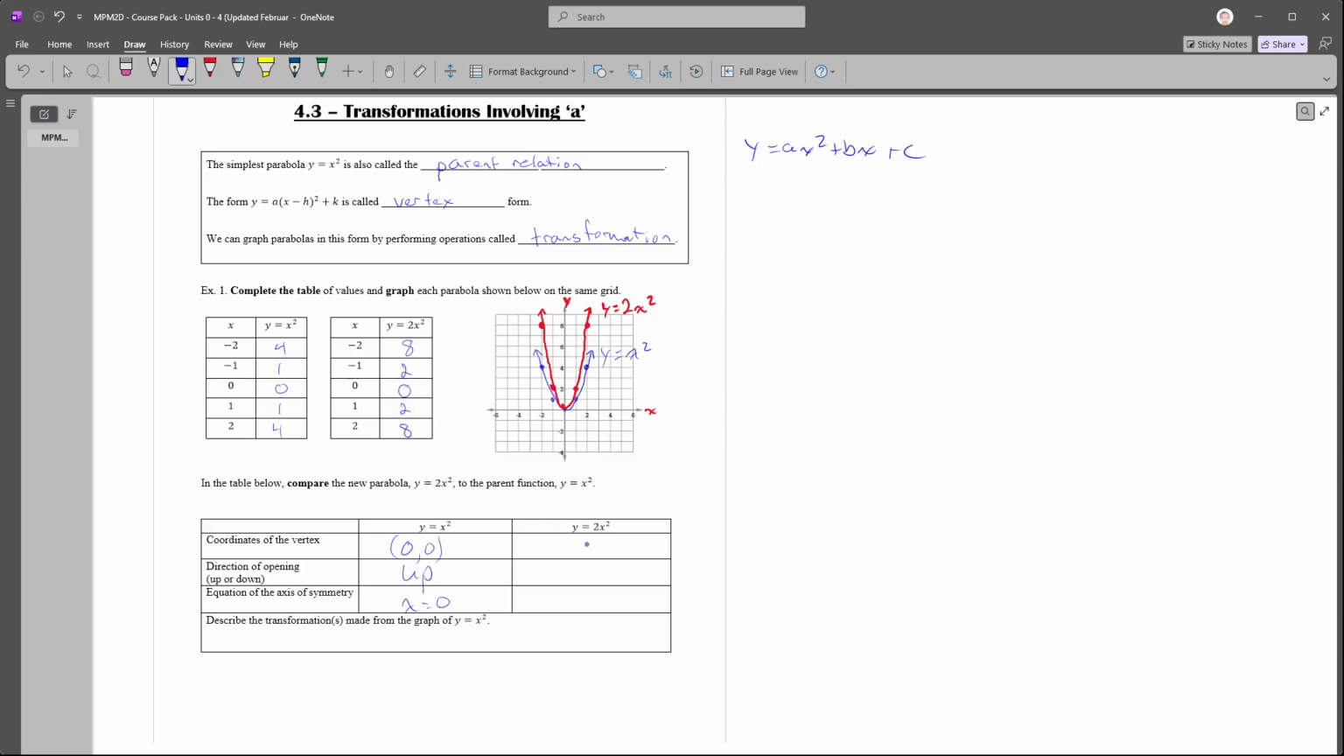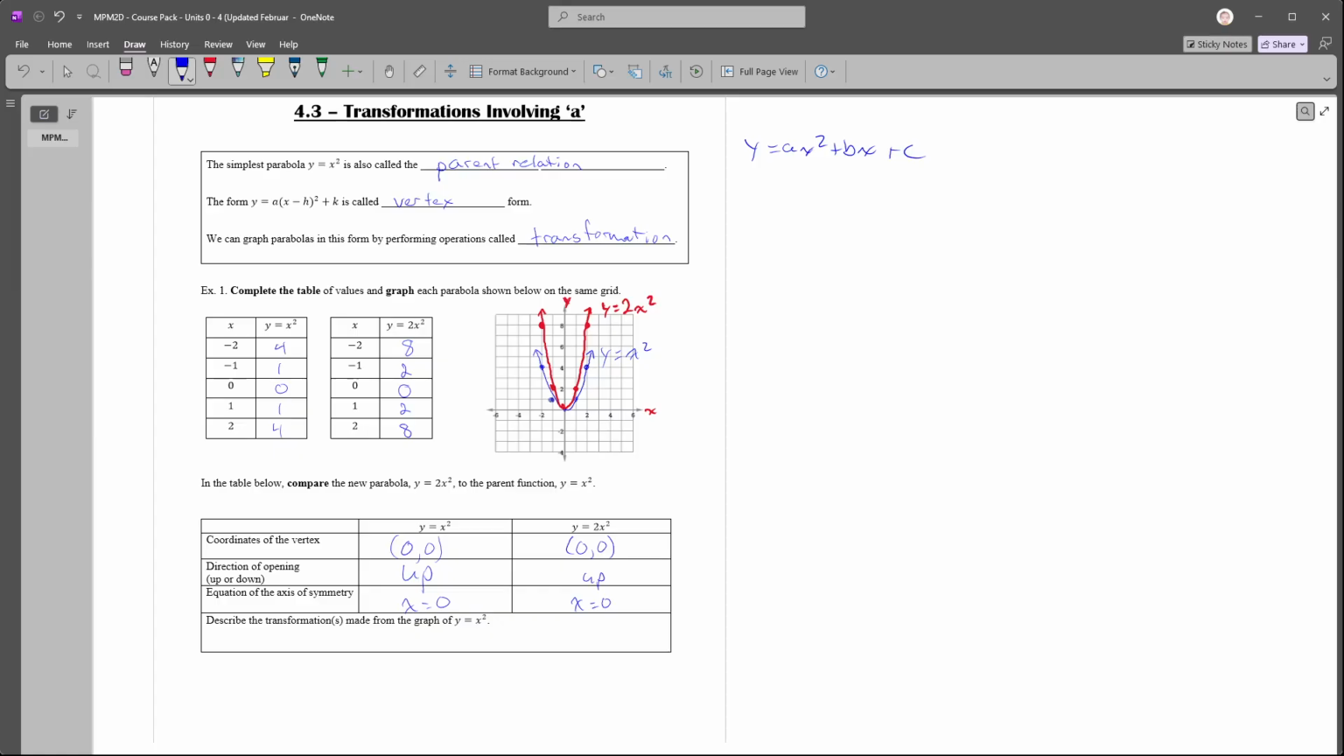Now let's look at y is equal to 2x squared. Where's the coordinates of the vertex? Still 0, 0. And it still opens up. And its equation of the axis of symmetry, it's still 0. So none of that has changed. It's basically the same equation, but something has obviously changed. We can see this. So what has changed?